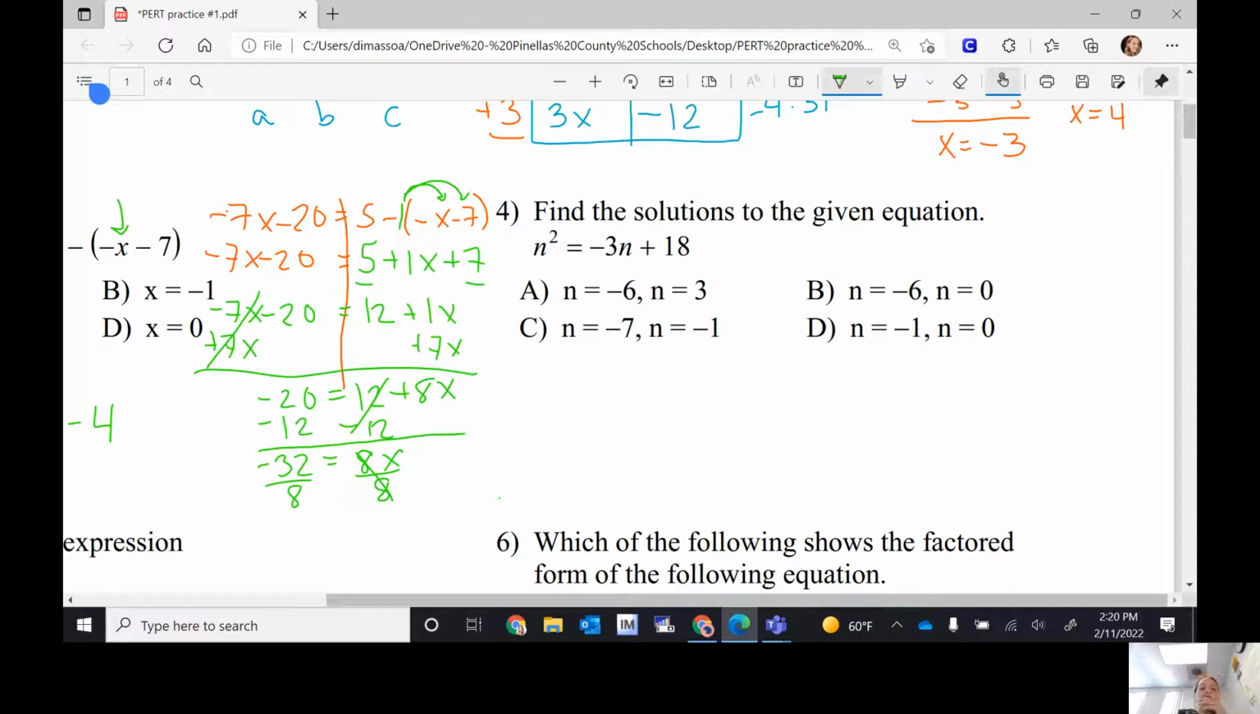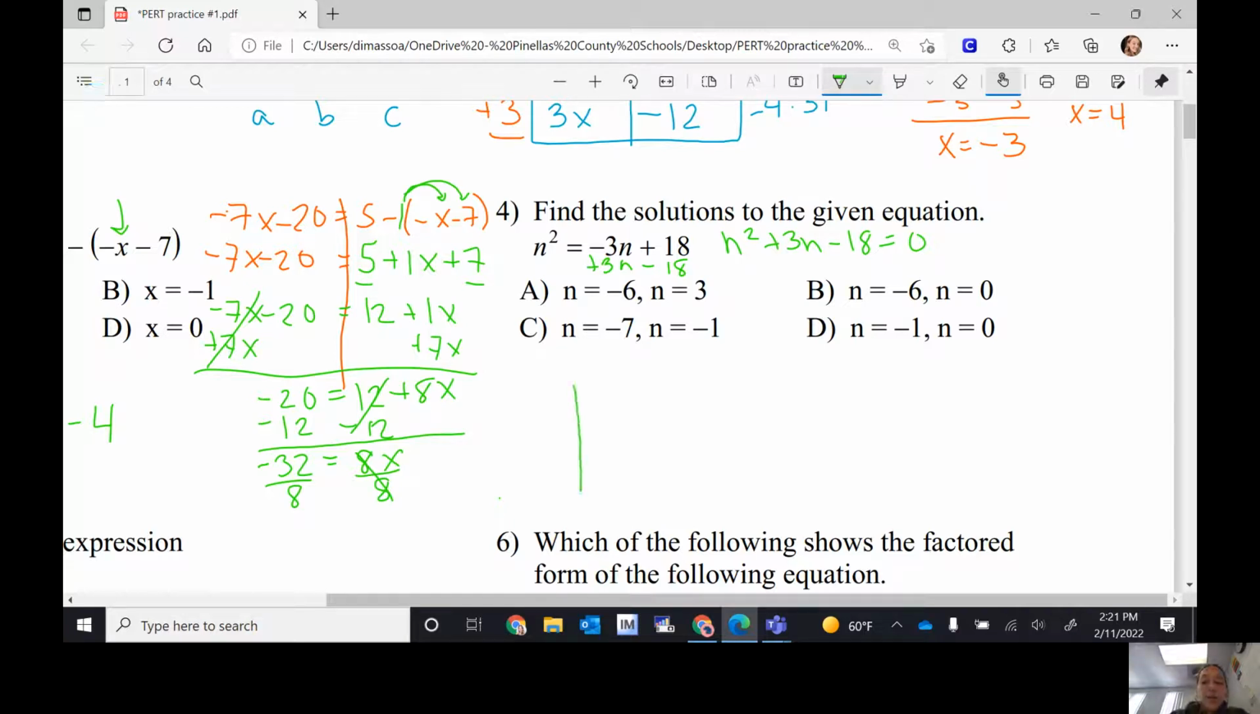Okay. Number 4 is find the solutions to the given equation. Again, it's an n squared problem, which means it's going to look just like the number 2 that we just did with the box. So first thing is I have to rewrite this equation because I want it to equal 0. So in order to do that, I'm going to have to add the 3n to both sides, and I'm going to have to subtract the 18, right? Because I'm undoing it. I'm moving it over to the other side. My equation is going to be n squared plus 3n minus 18 equals 0. And that's what I'm going to factor now.